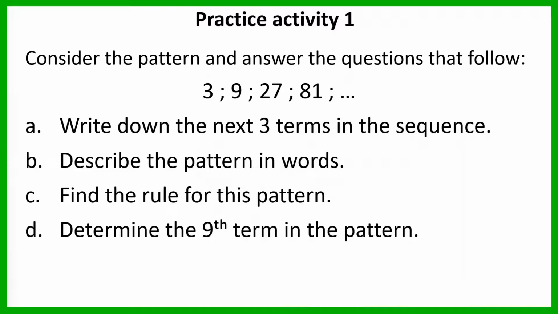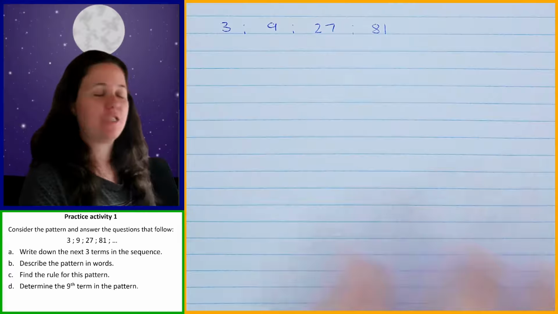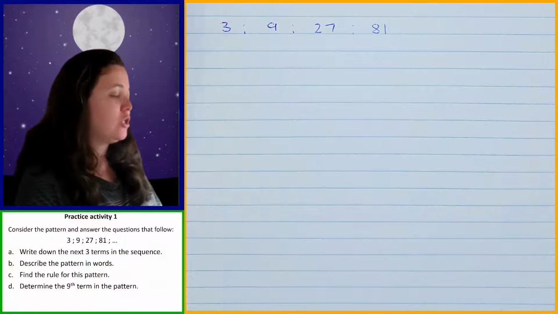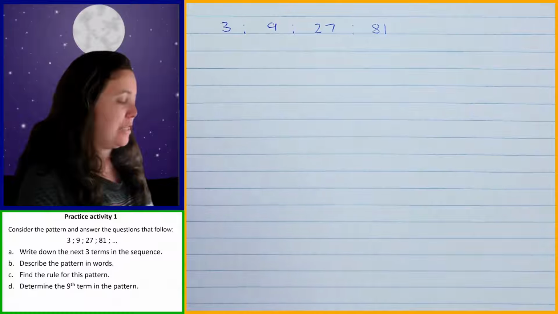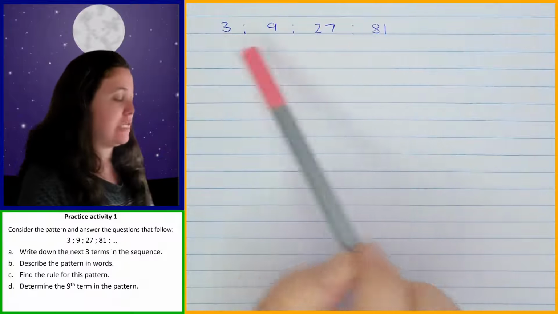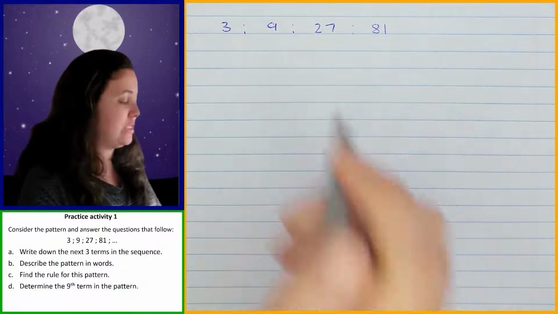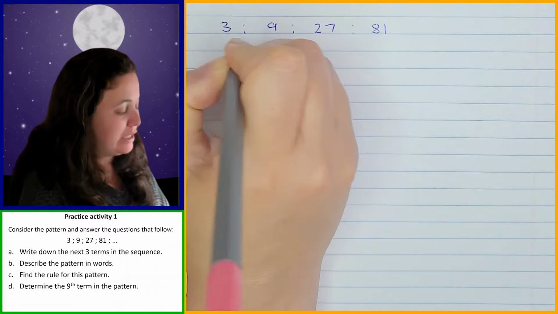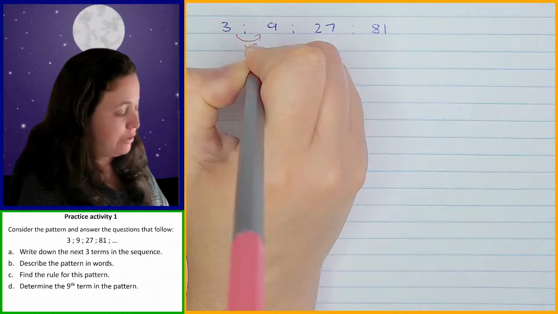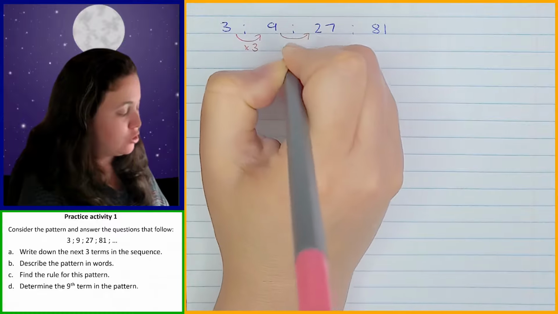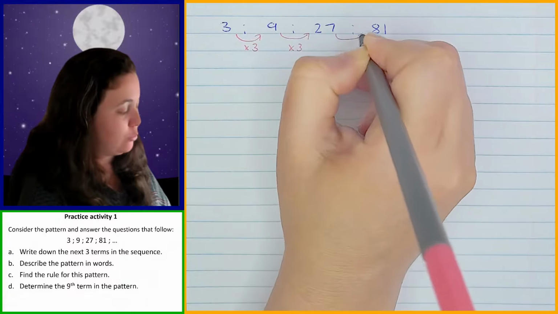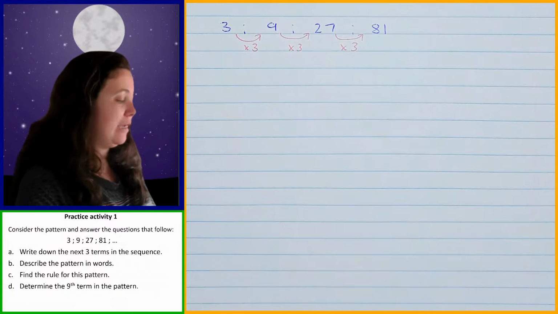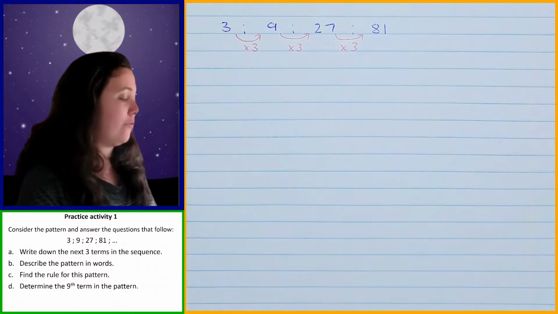Okay, so let's go through that and see what you should have got. Okay, so first of all, I'm starting with my pattern over here, 3, 9, 27, 81. So you can see straight away when you look at it that it's not going up by a constant amount. It doesn't have a constant difference. So let's look for a constant ratio. So you should have seen that to go from 3 to 9, you have to multiply by 3. And then from 9 to 27, you can also multiply by 3. And from 27 to 81, you can also multiply by 3. Okay, so over here, I've got a constant ratio of 3.